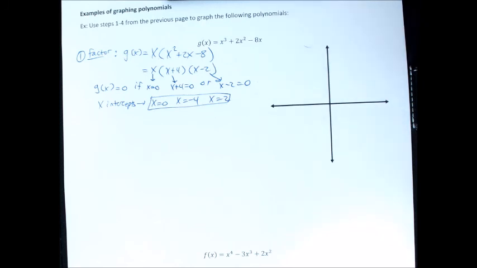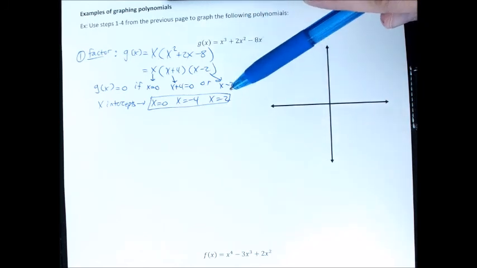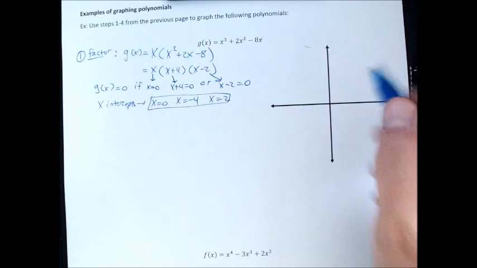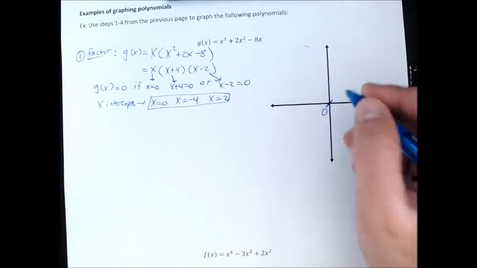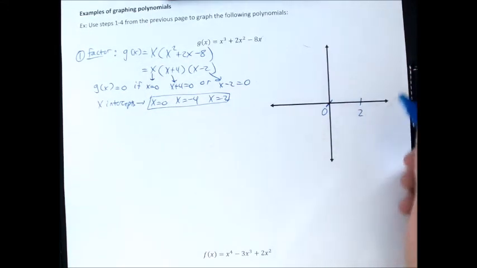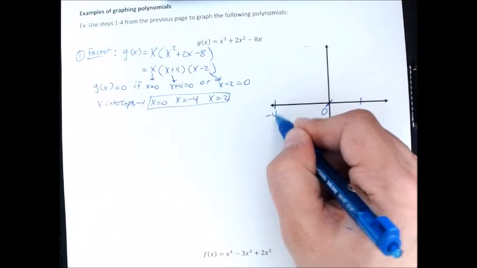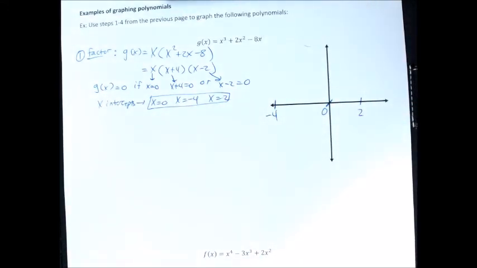And so before I do anything else, I'm going to put those on the graph. I don't know what the graph does yet, but I know it's going to touch right here at 0, right here at 2, and right here at minus 4. I just know it's going to touch those 3 places. And now what I want to do is just fill in the different pieces in between each one of those. Questions so far?